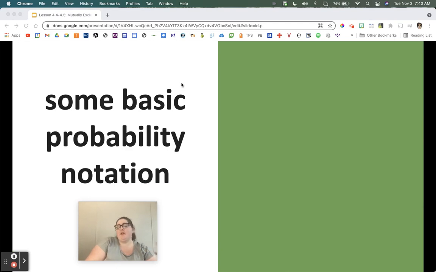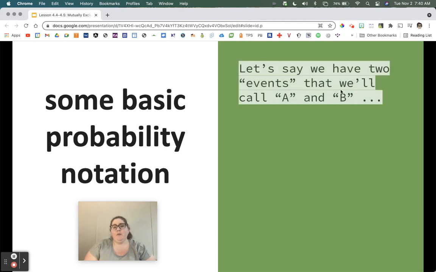Probability notation is basically where you write uppercase P, parentheses, and then whatever it is you're trying to find. We kind of went over that when we did our lesson in class about the introduction to probability. But today I want to look at a couple more pieces of that notation. So let's say we have two events that we'll call A and B.